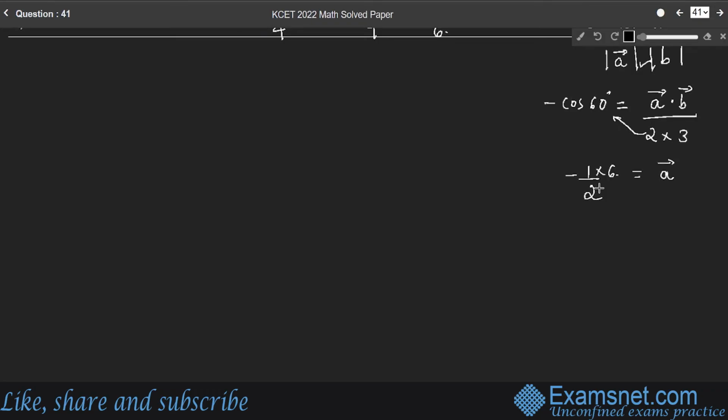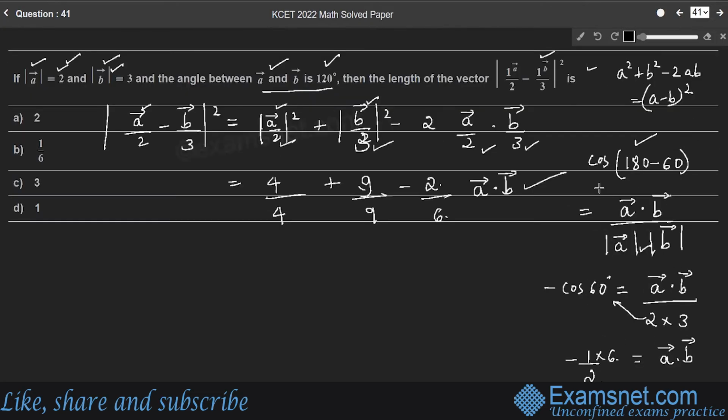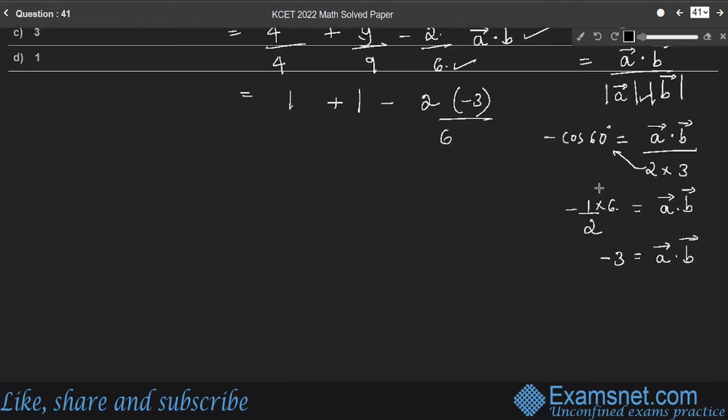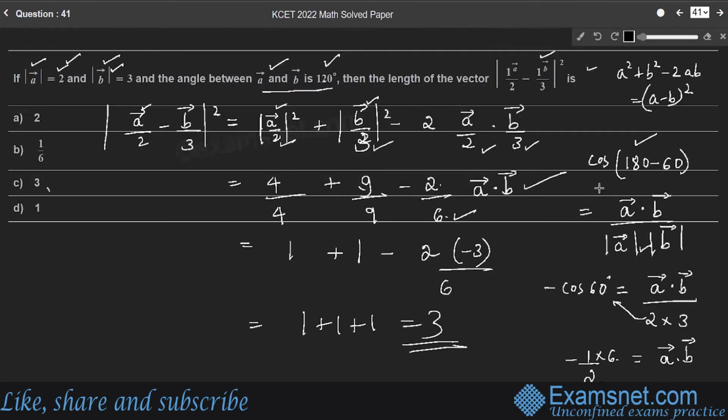So which is equal to vector A dot vector B, which is nothing but minus 3, right? Vector A dot vector B is minus 3. Therefore, substitute this value here. So 4 by 4 is 1, 9 by 9 is 1, minus of vector A dot B is minus 3, so minus 3 by 6, right? 3 into 2, and minus of minus becomes plus. So you will get 1 plus 1 plus 1, which is equal to 3. Therefore, the answer is option C.